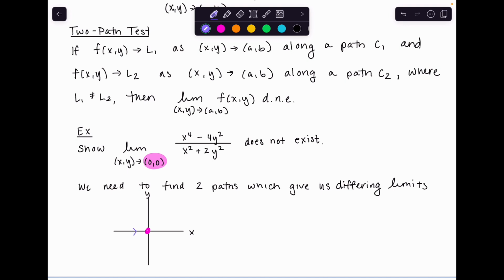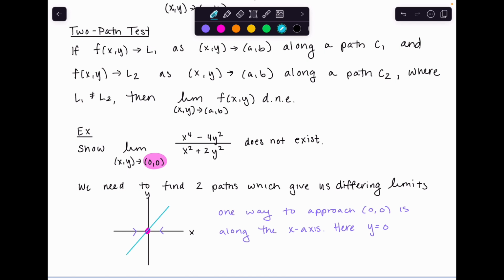So here, I'm going to start my first path really nicely. I'm going to go along the x-axis. So one way to approach 0, 0 is along the x-axis. And the reason this path is super nice is because y is equal to 0. Okay? Which is great. The next path that's going to be typical to try is then along the y-axis. And maybe it'll be that it results in the same thing.